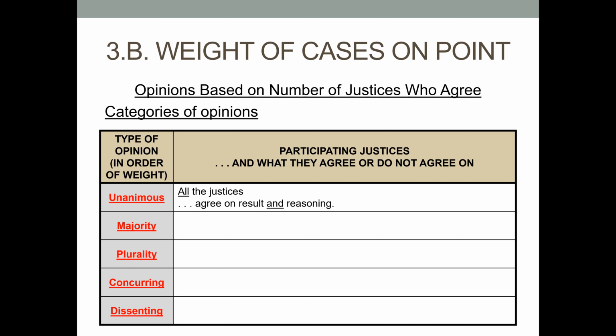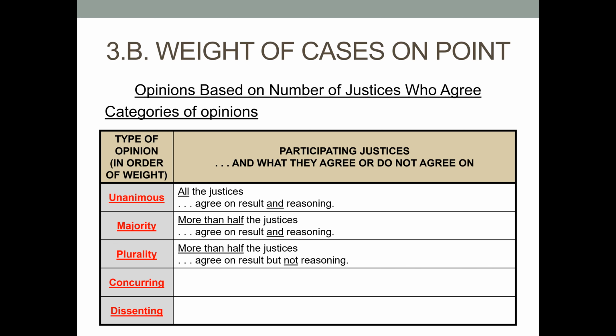Now, a majority opinion is an opinion joined in by more than half the justices sitting on the court, and those more than half of the justices agree on both the result and the reasoning. Now, a plurality opinion arises when you have more than half of the justices who hear the case agree on the result, but you don't have more than half agreeing on the reasoning leading to that result. We call this a plurality opinion.